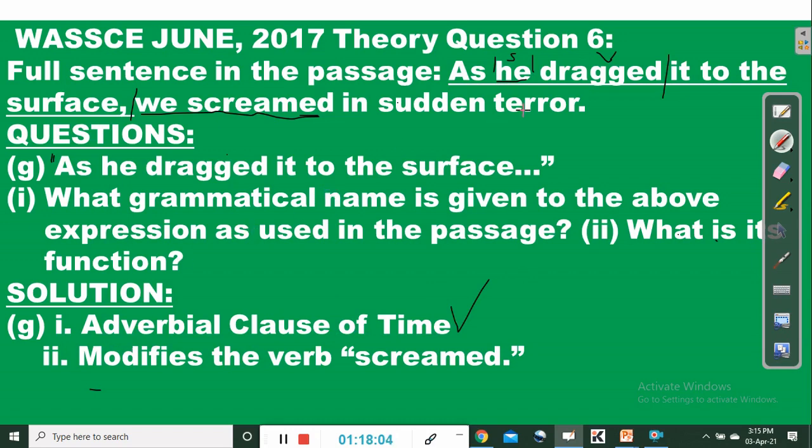Then the grammatical function. Having identified the name, of course the function becomes easy, because we know that an adverb or an adverbial clause or an adverbial phrase usually modifies a verb. A noun modifies an adjective, but an adverb modifies a verb. So let's look at it here. What is the verb here? Screamed. So we come to our solution II, and we write modifies the verb screamed. And that gives us a clear good mark here.